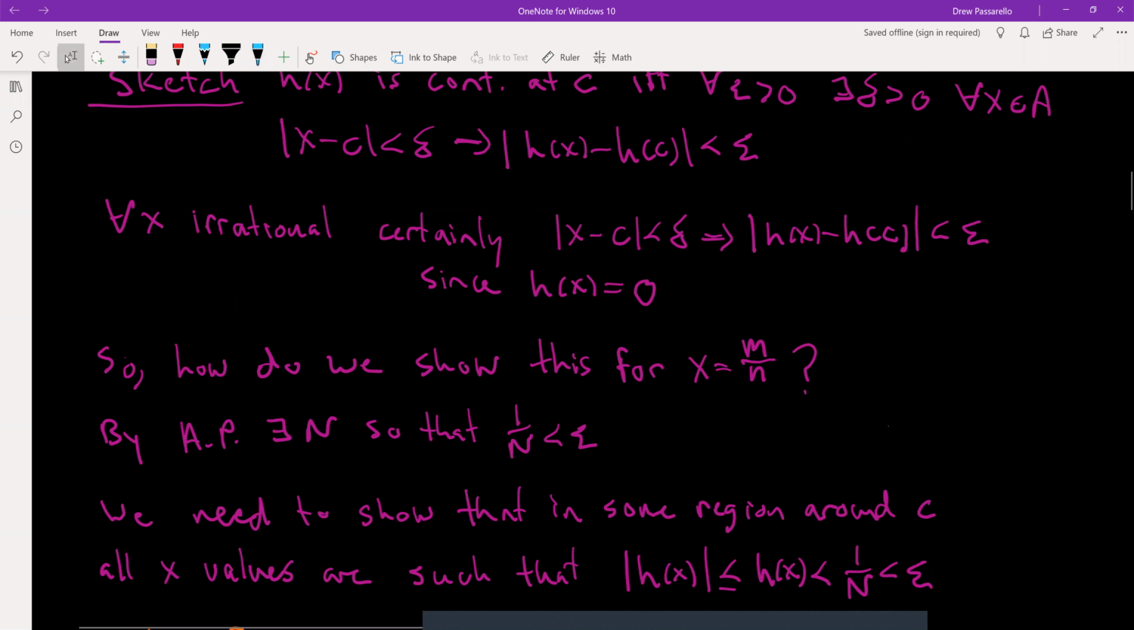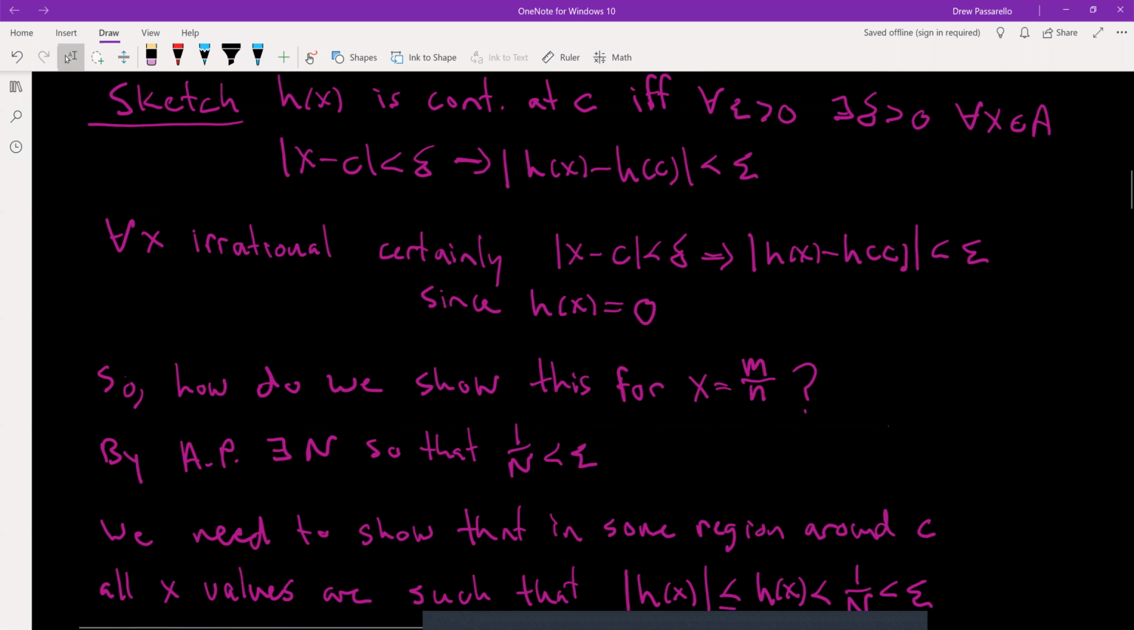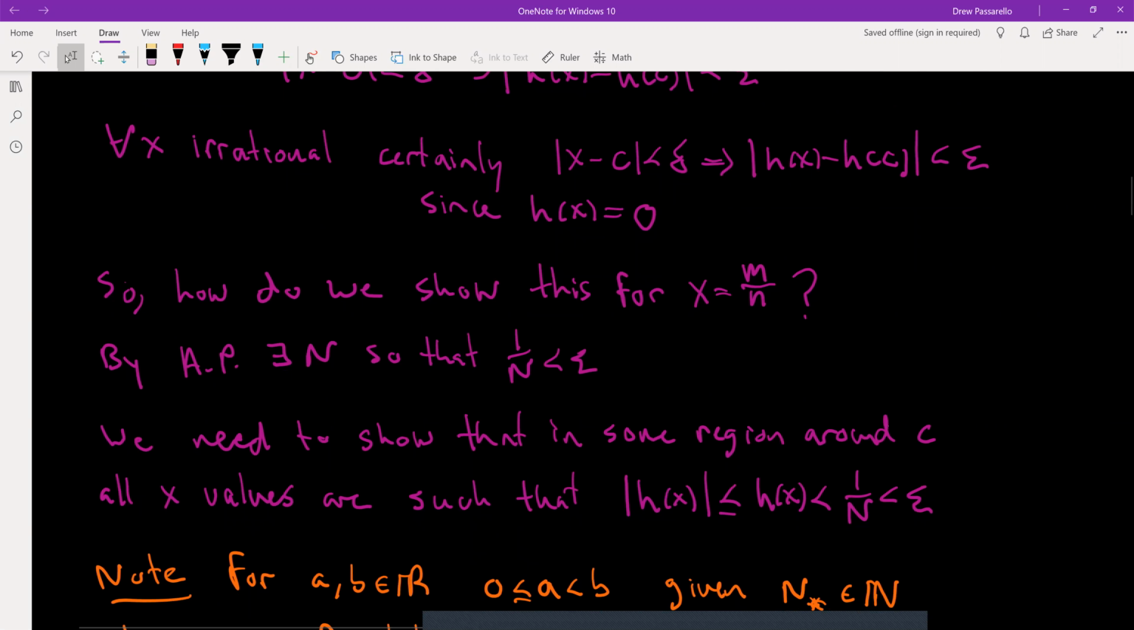So we need to show that in some region around c, all the x values, where x is these rational values m/n, are such that we get the absolute value of h(x) is less than or equal to h(x), which is less than 1/N and less than epsilon. Now I wrote it as the absolute value of just h(x) because c is irrational, so h(c) is 0. So h(x) - h(c) is really just h(x).